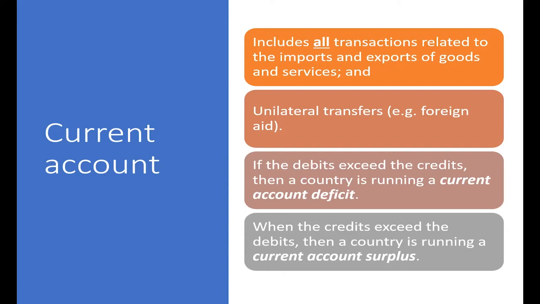So in our discussion here, let's say credits exceed debits, then we would say that the country is running a current account surplus, which means that there have been more payments coming from abroad to the country than the country is making payments to foreigners. Okay, that would be a current account surplus.